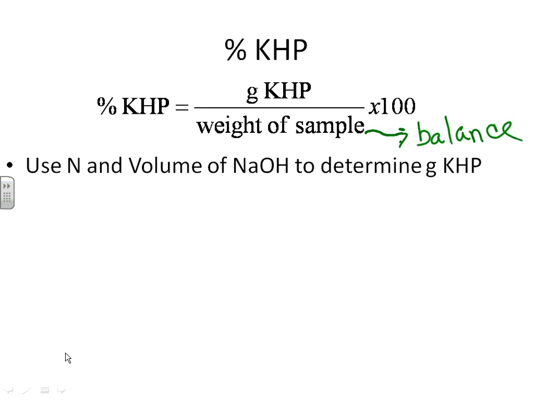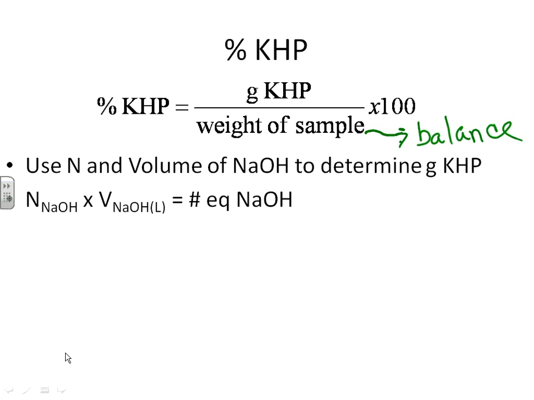In order to figure out the mass of the KHP, we're going to use what we know about the sodium hydroxide and work backwards. So, going back to the definition of normality: normality is number of equivalents divided by volume. All I've done here is rearrange that equation. Normality times volume gives you number of equivalents, just like molarity times volume gives you number of moles. It's a very similar idea.